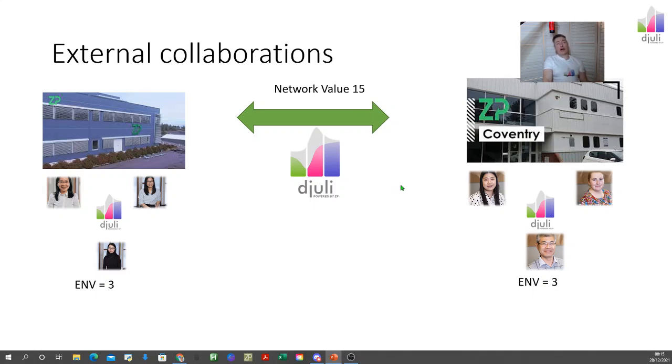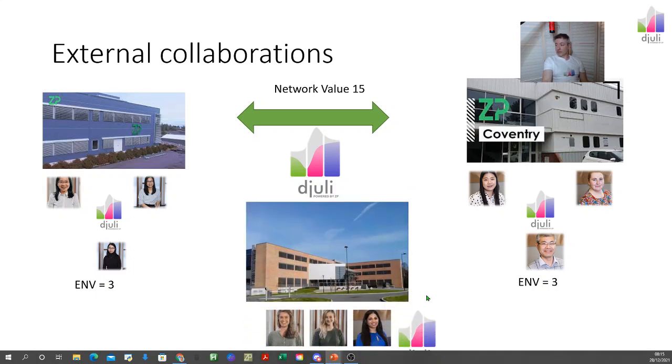Now, and this happens quite a lot, the external collaborator also has an experimental team, and they're using djuli, and we combine them through djuli with our teams, we now have an ENV value of 36. So this is really important, because now, if you just summed up the individual ENV values, you might have 9, but by having all the teams properly coordinated, we know where their data is, we can search their data, they can see each other's data, then the ENV value really jumps up for that kind of coordination.